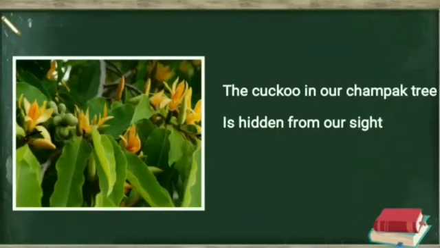So, the poet is saying that she is not able to see the cuckoo bird which is sitting on the champak tree. What is hidden from our sight? When something is hidden from us and we cannot see it easily. So here the poet is not able to see the cuckoo bird easily, but it is in the champak tree, but she could not find the bird.